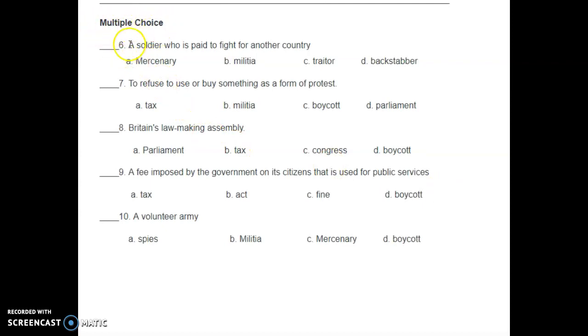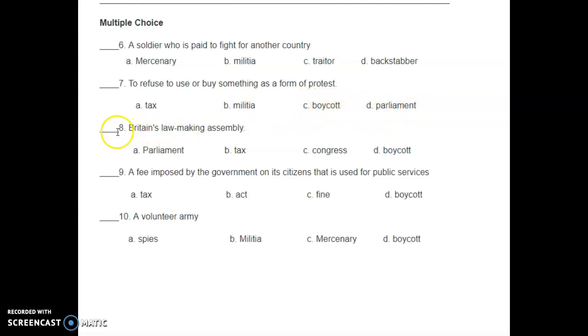Multiple choice. Number 6, a soldier who is paid to fight for another country. A, mercenary. B, militia. C, traitor. D, backstabber. Number 7, to refuse to use or buy something as a form of protest. A, tax. B, militia. C, boycott.